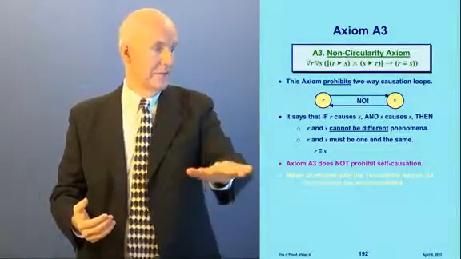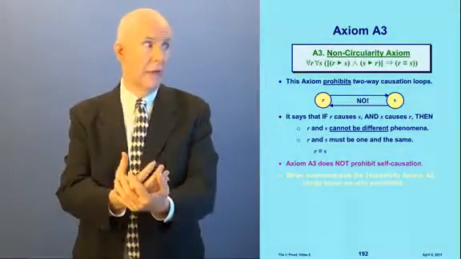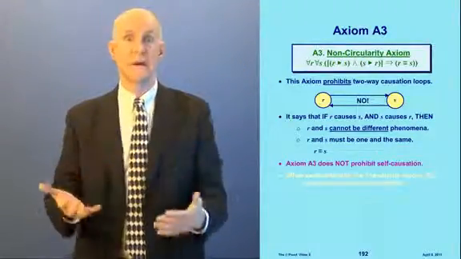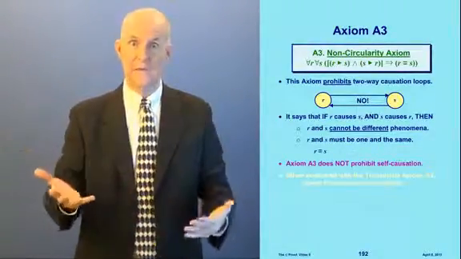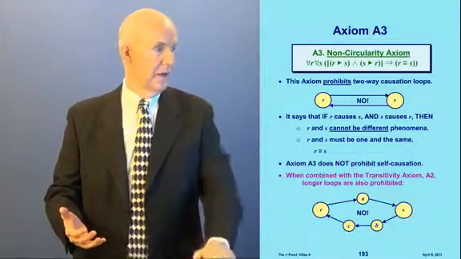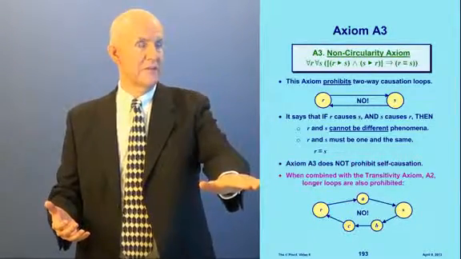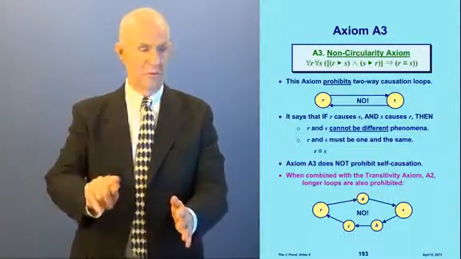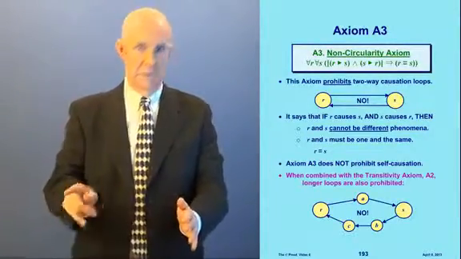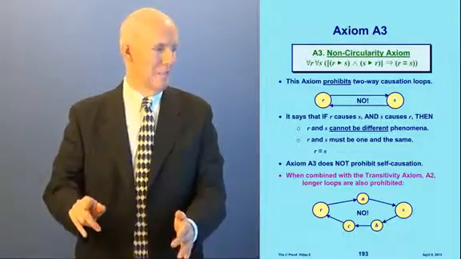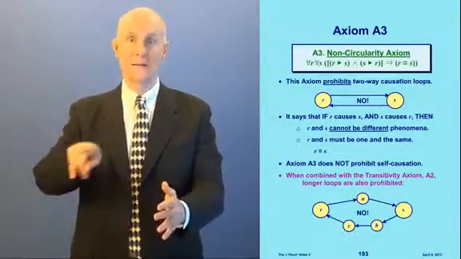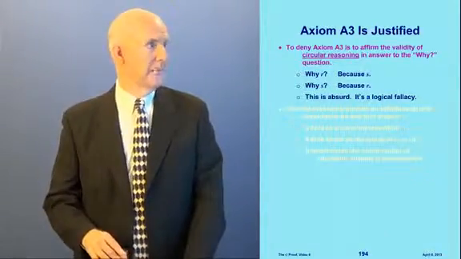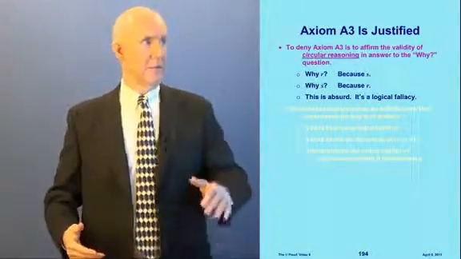All right? And this does not prohibit self-causation. If you want to put in the same thing for both R and S, that's fine. Then it's okay if they're equal. And now when you put this together with the transitivity axiom, it can prove that longer loops are also prohibited. So going around several phenomena and coming back to the same one again, no, that's not permitted. All right. Now, axiom A3 is justified.